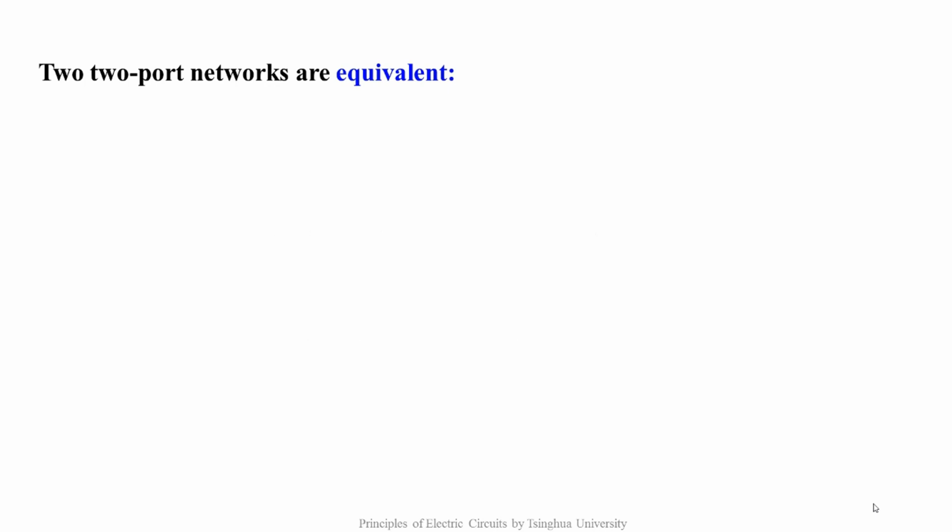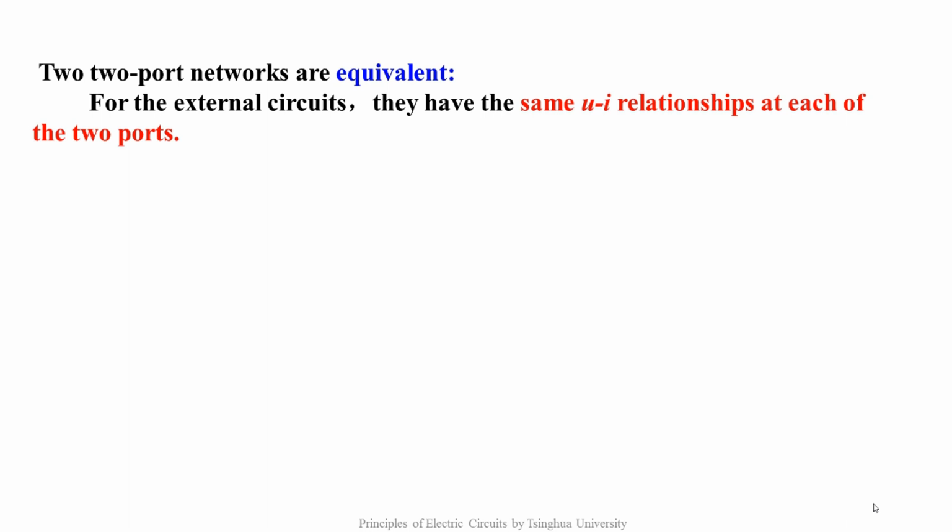The meaning of the two equivalent two-port networks is that for the external circuits, they have the same voltage-current relationship at each of the two ports. It should be emphasized that equivalent refers to that for the external circuits, they are equivalent. Usually their internal circuits are different.